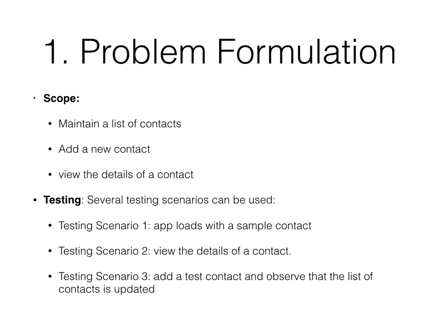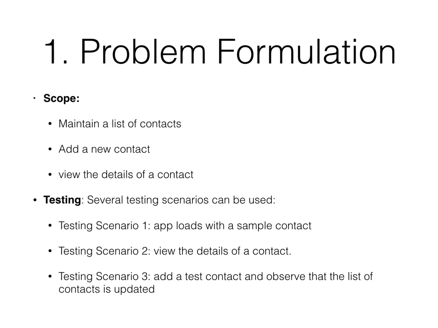Then we define the scope. Because of the limited time here, I'm going to define a very specific scope: maintain a list of contacts, add a new contact, and view the details of a contact. So you'll see a list that has maybe partial information about a contact. Then you need to be able to see the full details of the contact, and you need to be able to add a new contact to that list.